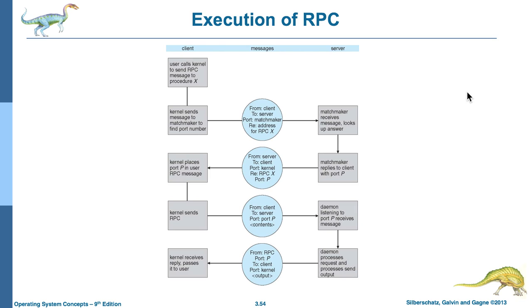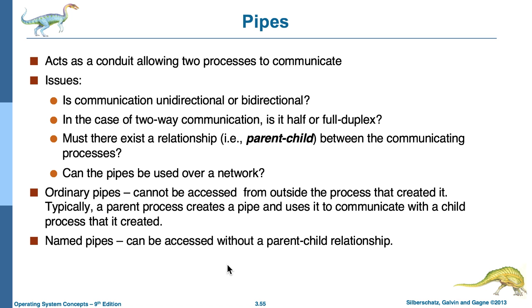The kernel places port P in the user RPC message. Further, the client then actually sends the RPC, the remote procedure call. On the server side, the daemon listening to port P receives the message. The daemon processes the request and produces the output to be sent out. And finally, the kernel on the client side receives the reply and passes it up to the user. So pretty nice, well-defined workflow here. Okay, so that was remote procedure calls.